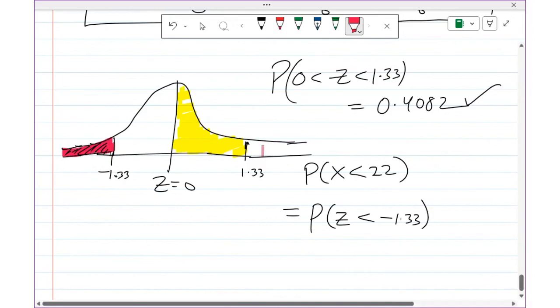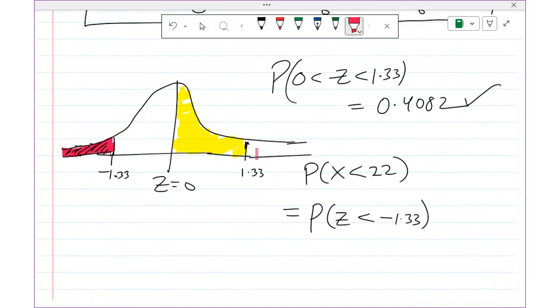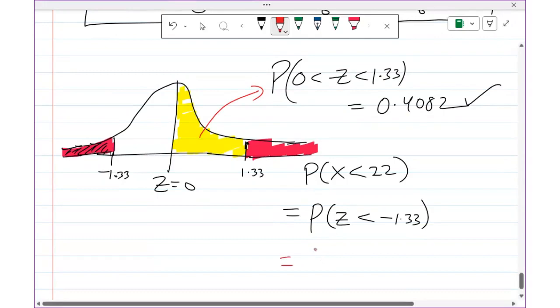Now because the diagram is symmetric, whatever area is there on the left side of minus 1.33, the same will be there on the right side of 1.33. You know the yellow color area is given, 0.4082. And so what you can do, because you know that on the right side of 0 the total area is half, is subtract the yellow color area from the half and you will get the red color area.